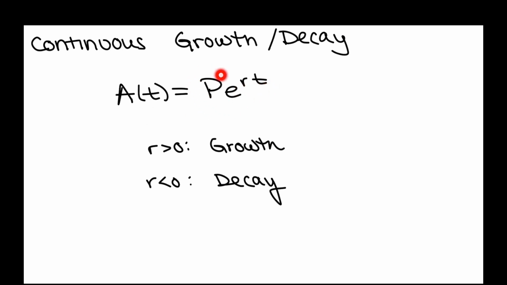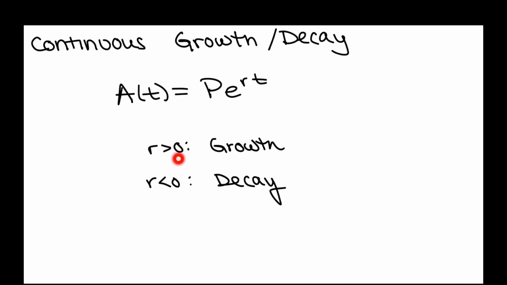P is still going to be our initial value or our principal. R is still our interest rate or growth rate. And T is still time. If you were given an annual growth rate, T would be time in years.